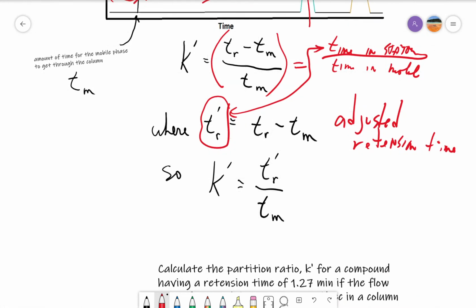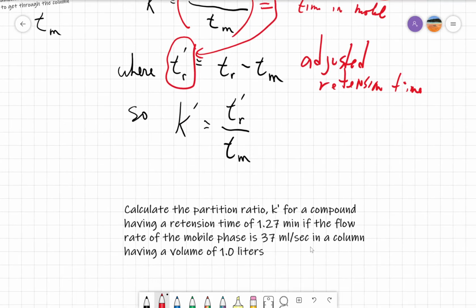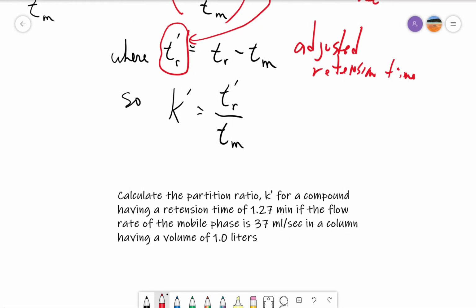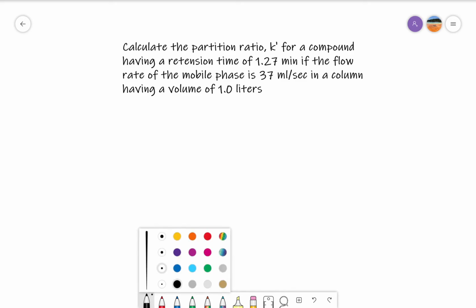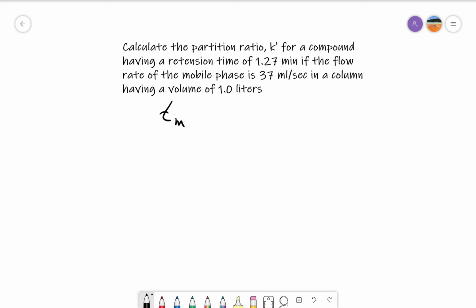K prime, the partition ratio, which is what separation is based on, can be calculated as the adjusted retention time divided by the time spent in the mobile phase, or the time for an unretained compound. We can calculate this based on a compound having a total retention time of 1.27 minutes if the flow rate of the mobile phase is 37 milliliters per minute in a column having 1.0 liters.